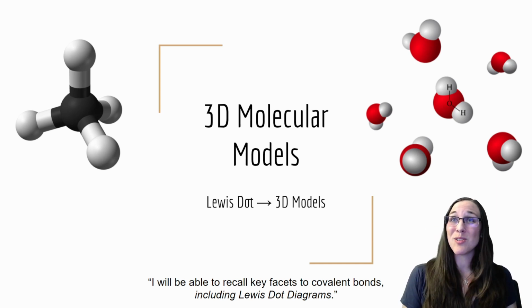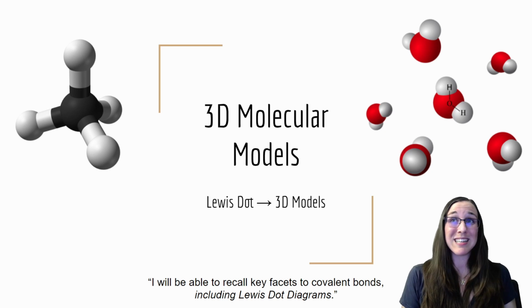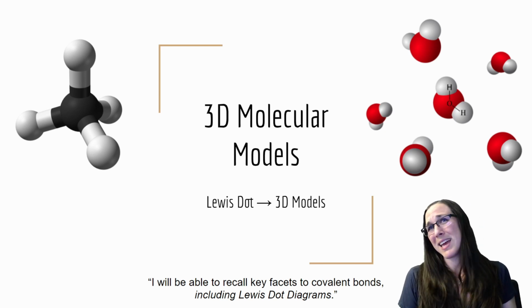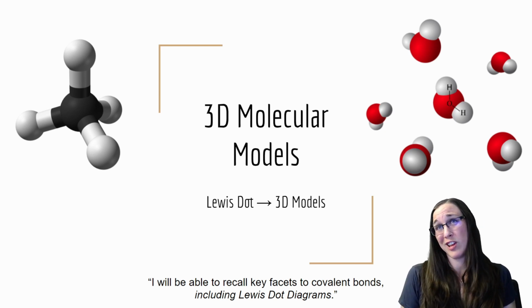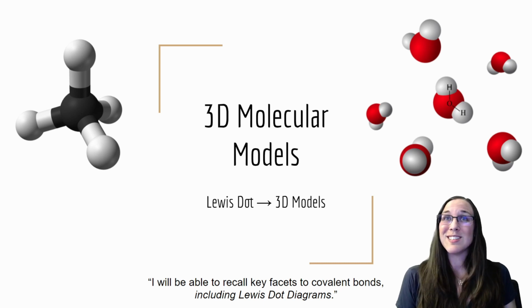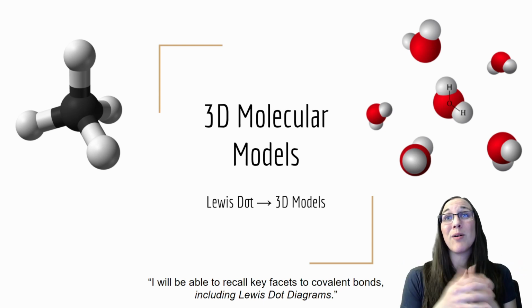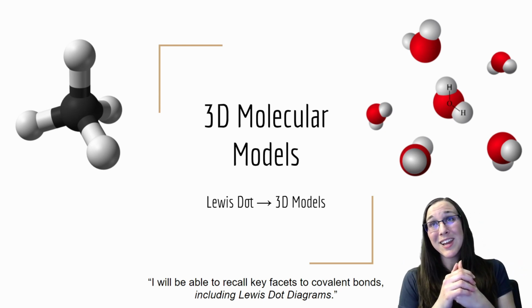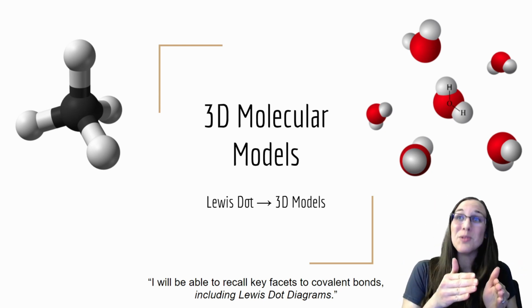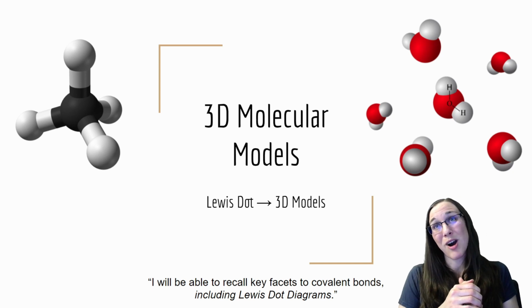We're going to learn how to create these 3D models from Lewis dot diagrams and then how we make them look all spherical and stuff like that. By the end of this video, you should be able to recall past key facets about covalent bonding and Lewis dot diagrams in order to apply it to the ability to make 3D models.